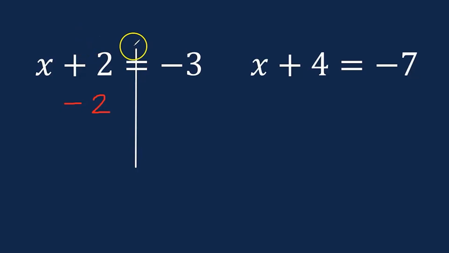And I remember that this is our scale, right? This is where we balance. We have to do it to both sides. So we're going to subtract 2 from this side as well.